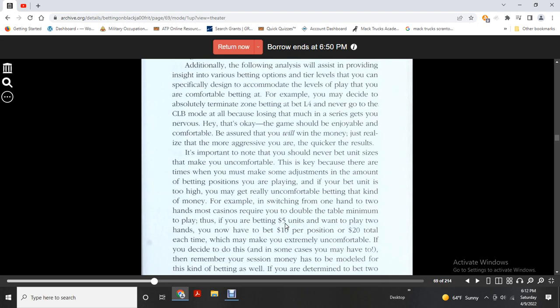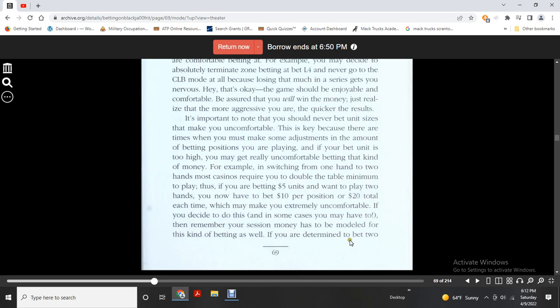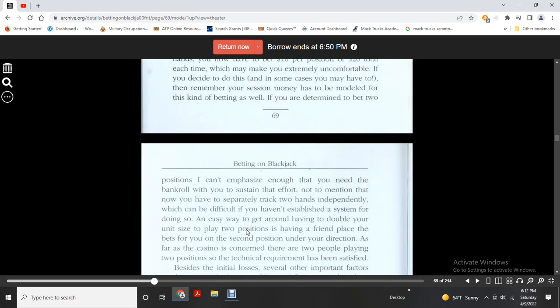The key is there are times when you must make some adjustments to the amount of betting per position you're playing. If you bet the unit too high, you will gradually get really uncomfortable betting in this kind of hand, because most casinos require you to double the table minimum display. Unless you're betting 5 units and want to play 2 hands, you now have a bet of $10 per position, $20 each time. You may be extremely uncomfortable if you decide to do this, and in some cases you may have to. Then remember, your session money has to be modeled for this kind of betting as well. If you determine to bet 2 positions, I can't emphasize enough the need for a bankroll to sustain the effort, not to mention that now you have to separately track the 2 hands independently, which can be difficult without establishing a system for doing so.